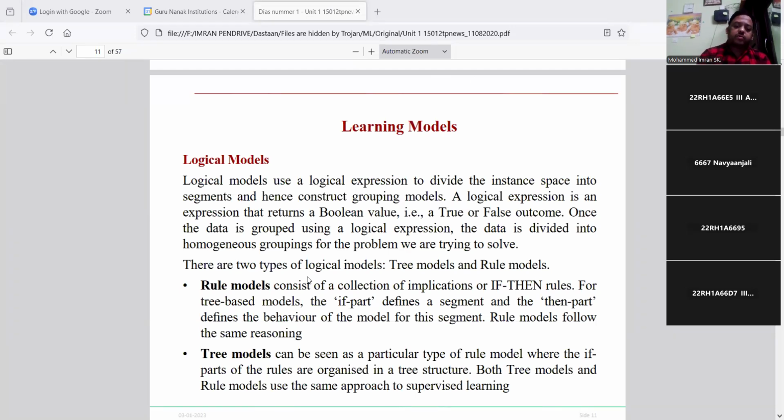Okay. So we have two types of logical models, the tree models and rule models. Rule models consist of what are called if-then rules. Okay, if condition, then another condition, that we need to monitor.